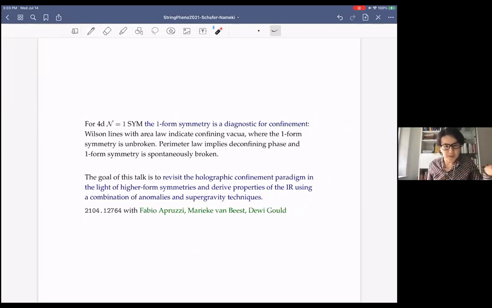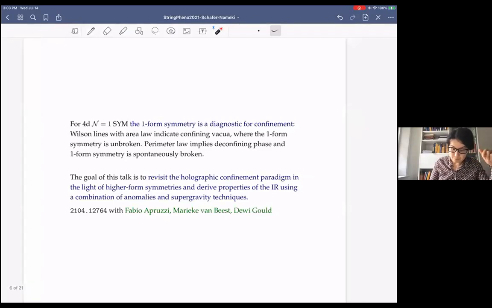Angel mentioned it in his talk, the Klebanov-Strassler solution, which conjectured that holography could help us understand this IR effect. And what we'd like to point out is that once you put higher form symmetries into the game, we can sharpen the predictions from this holographic duality.